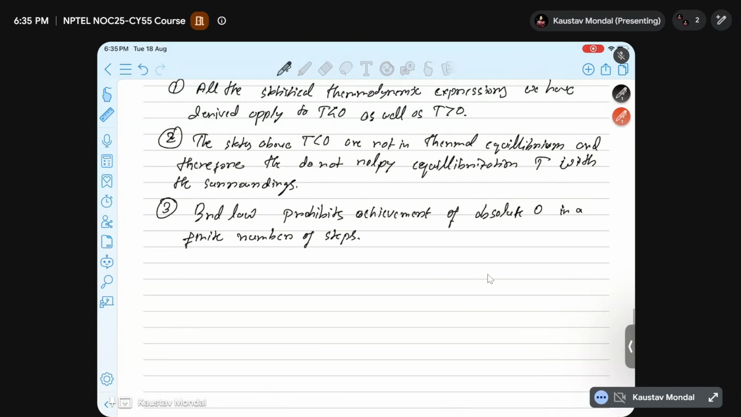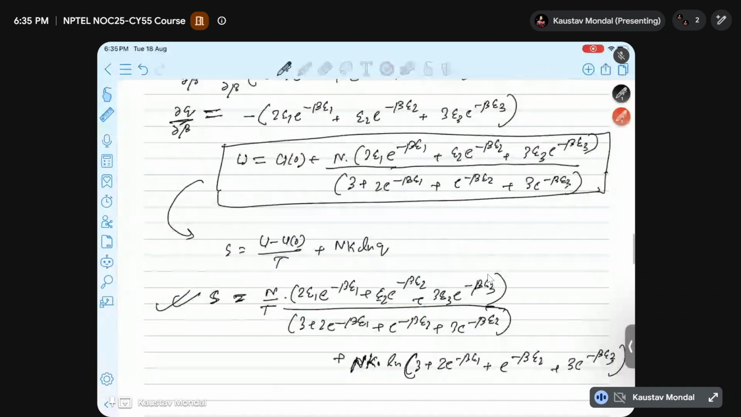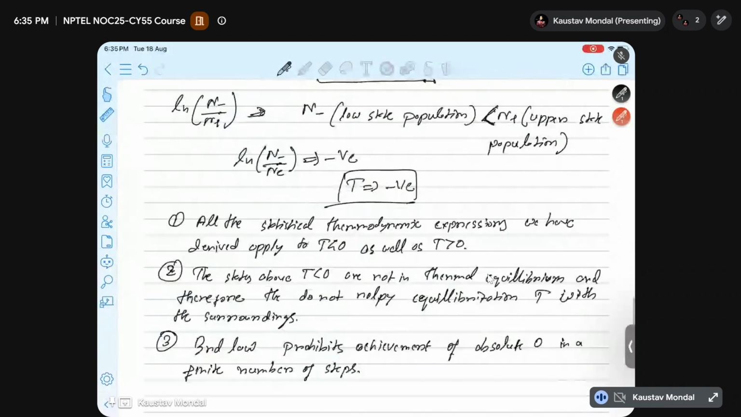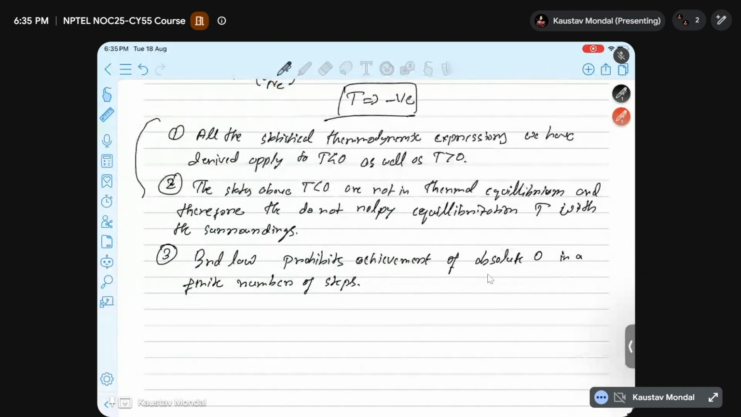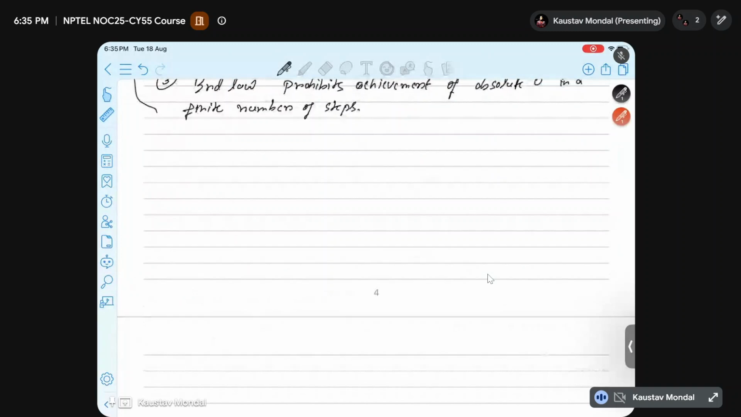These are some key properties of a thermodynamic system which is at negative temperature. Okay. So first we'll give some overview of how we can get the temperature very low.